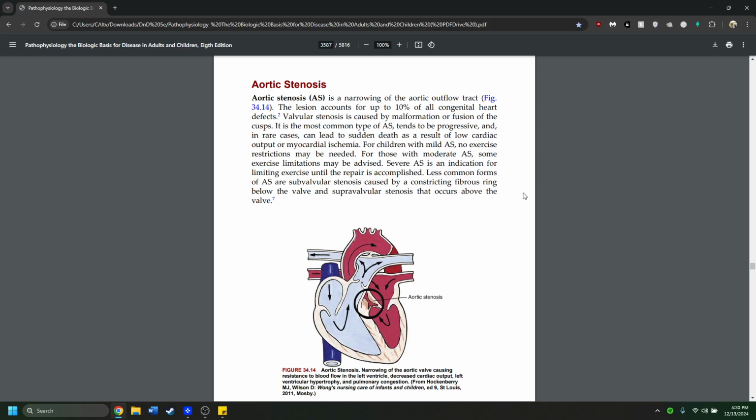For children with mild aortic stenosis, no exercise restrictions may be needed. For those with moderate aortic stenosis, some exercise limitations may be advised, whereas severe aortic stenosis is an indication for limiting exercise until the repair is accomplished. Less common forms of aortic stenosis are subvalvular stenosis, caused by a constricting fibrous ring below the valve, and supravalvular stenosis, which occurs above the valve.